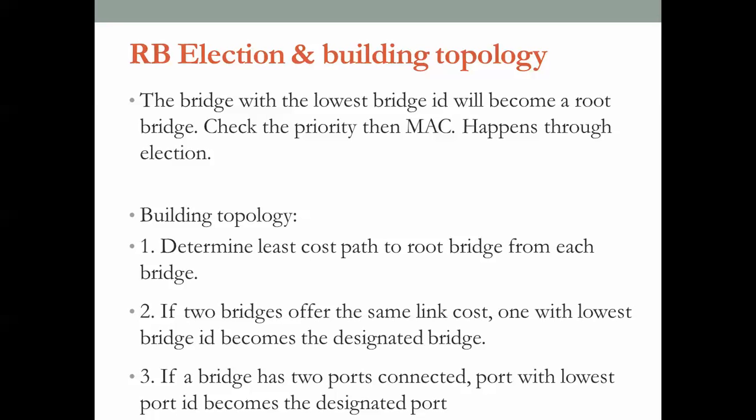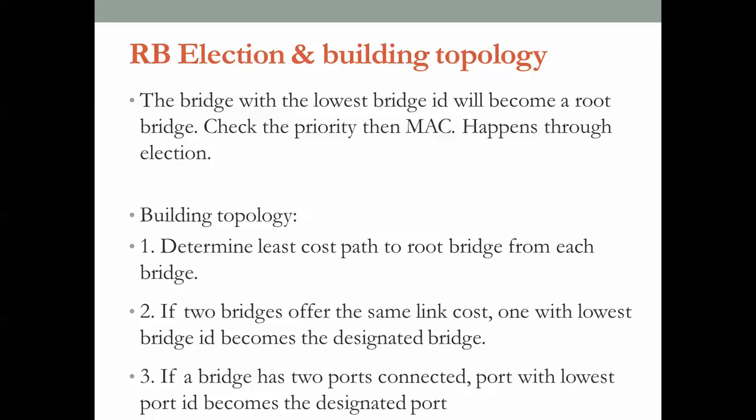If two bridges offer the same link cost, then the bridge which has the lowest bridge ID gets selected to be the designated bridge, which means that bridge gets selected to be a part of the forwarding topology of STP. So this is how ties are resolved if two links have the same cost.